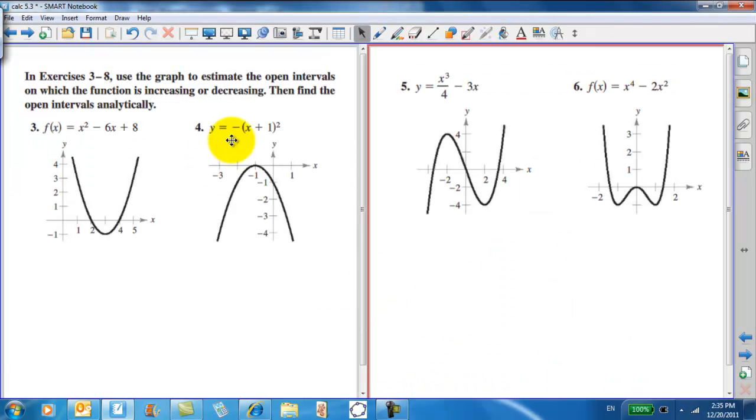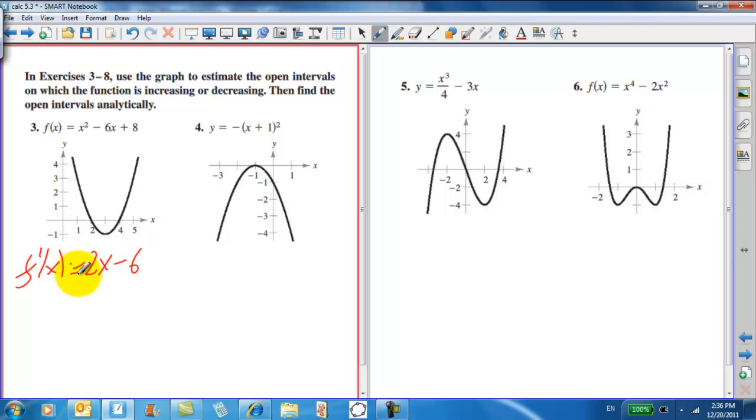Okay, here's an example of x squared minus 6x plus 8. Let's find out when the function's increasing and when it's decreasing. Now we can look at the graph to see that it's going down and then it's coming up. But where does it actually turn around here? So we can look at the derivative. That is f prime of x equals 2x minus 6. Set that equal to 0. It's not going to be undefined anywhere. So x equals 3.